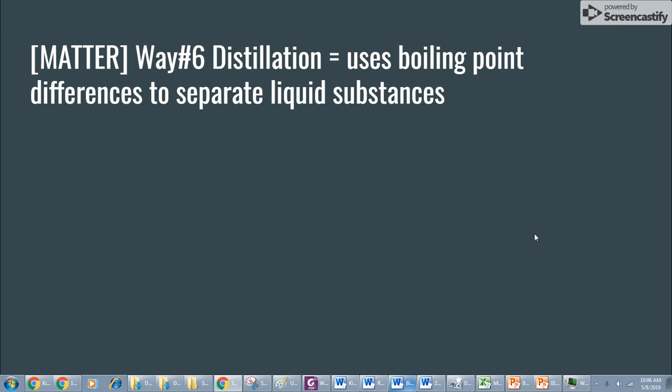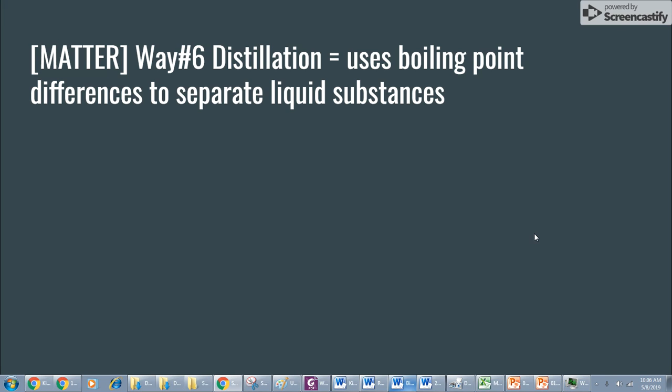Okay, this is way number 6 to pass the chemistry Regents. This deals with the idea of distillation. Distillation is a process that uses boiling points of two different substances to separate a mixture of liquids. So imagine you have something like a mixture of alcohol and water.